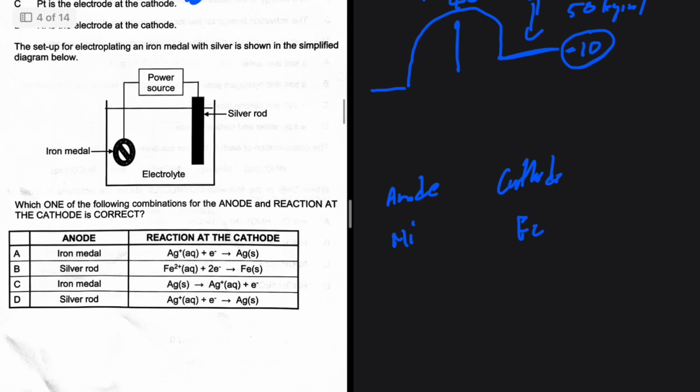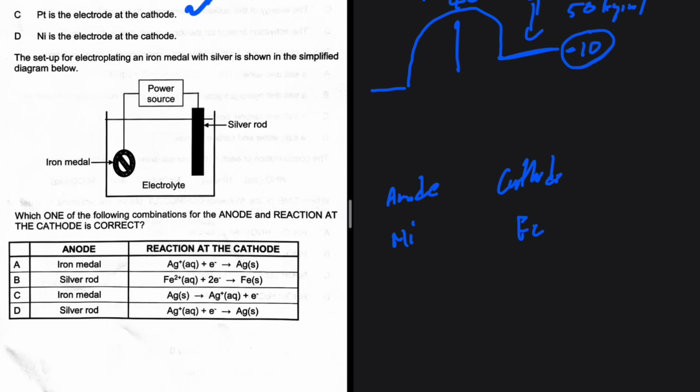And then 1.10, the setup for electroplating an iron metal with silver is shown in the simplified diagram below. Okay, so at the cathode, we need the metal that we are electroplating, and then at the anode, we need the silver, obviously, so that oxidation can take place, and then the iron metal can get coated through reduction at the cathode. Which one of the following combinations for the anode and the reaction at the cathode is correct?